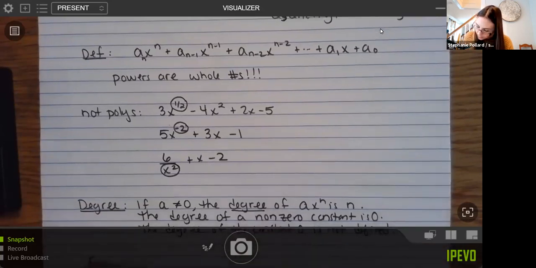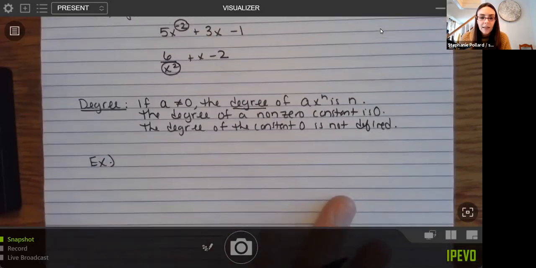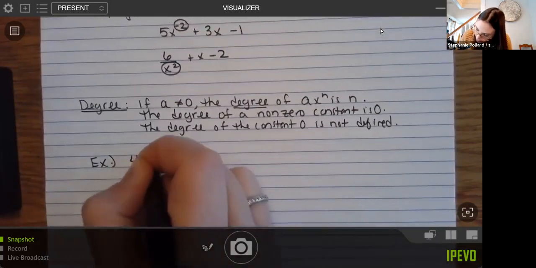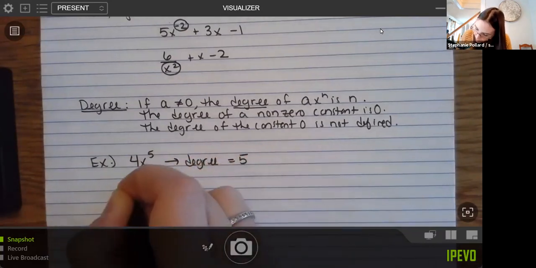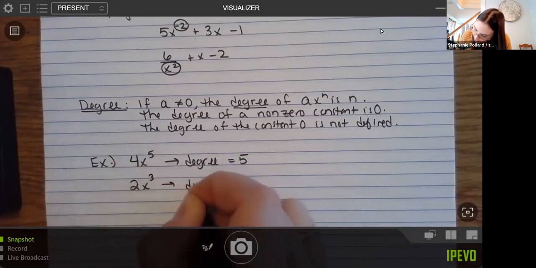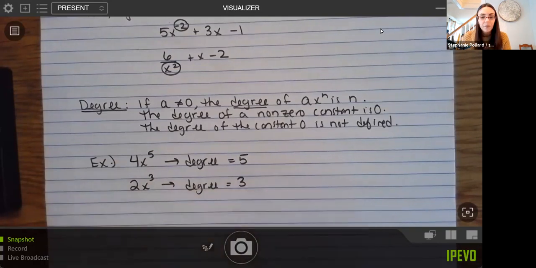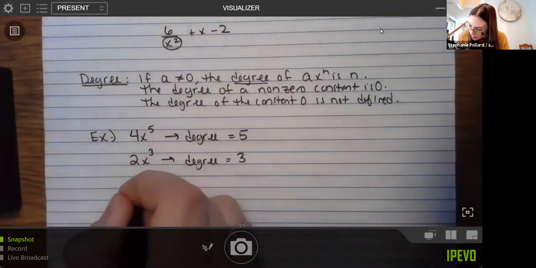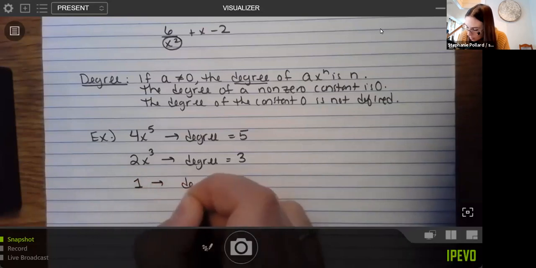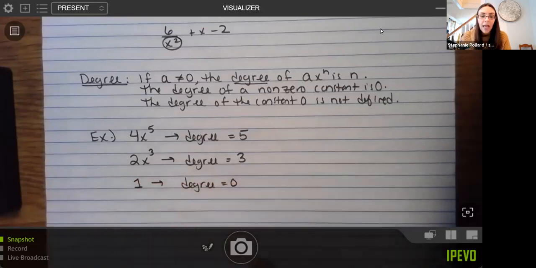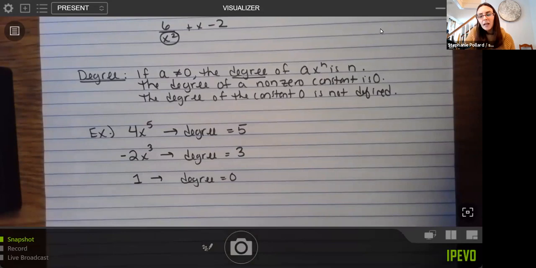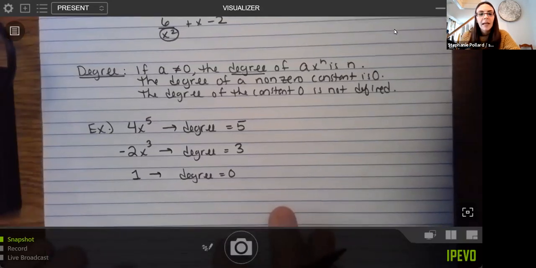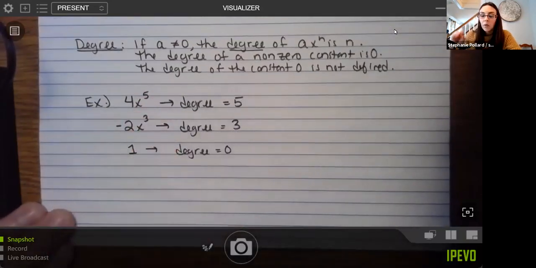So for example, let's say you had something like 4x to the 5th. The degree equals 5. Or if I have 2x cubed, the degree equals 3. If I do not have a variable there, so let's say I just had the number 1, then that has degree equal to 0. It doesn't matter if your coefficient is positive or negative either. So if I want to make this a -2, then that's okay. It's still going to be the same degree here. Now, this is all for individual terms or monomials here.